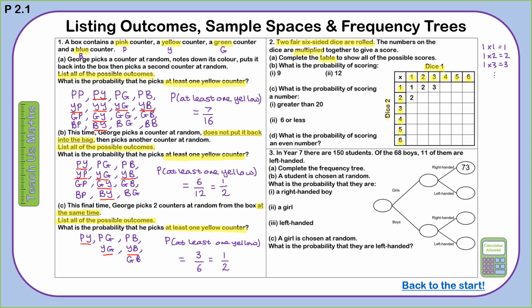This one here is from rolling a 1 on dice 1 and a 1 on dice 2, multiplying those numbers together and getting an overall score of 1. This 2 here is from getting a 2 on dice 1 and a 1 on dice 2, multiplying those scores together and getting an overall score of 2. This 3 is from getting a 3 on dice 1 and a 1 on dice 2. This 2 here is from getting a 1 on dice 1 and a 2 on dice 2, again multiplying those together.